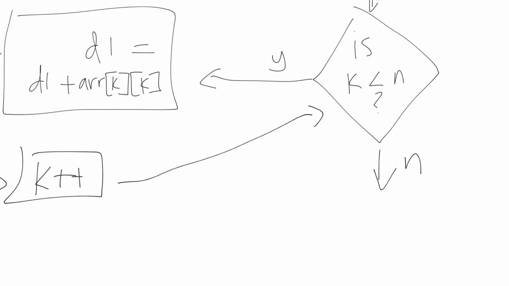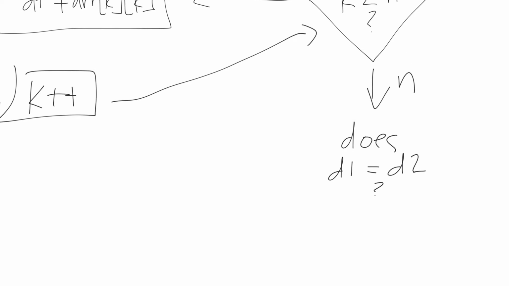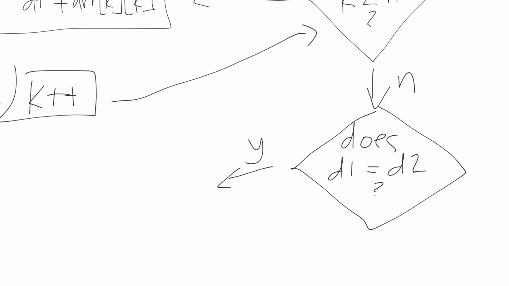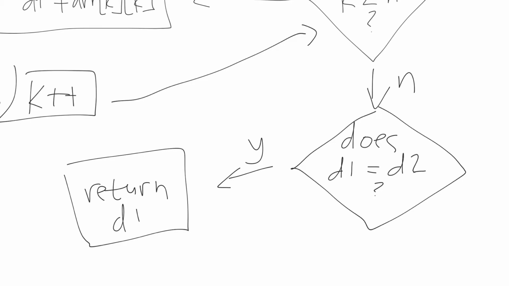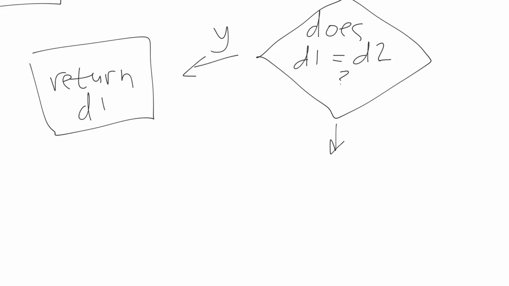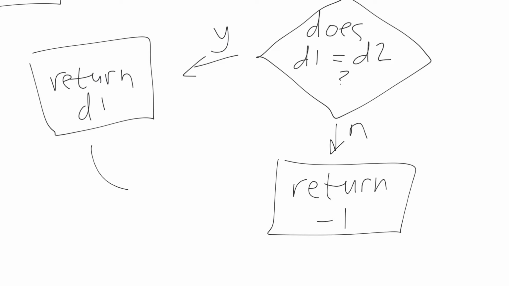And if k is no longer less than n, then we need to check: does d1 equal d2? Are the diagonals equal? Because for a magic square, they have to be. There are two possibilities here. Number one, yes: all we have to do is return one of them. We can return d1 or d2 because they are the same number. If it's a no, it means that they aren't equal, and we would have to return -1. And both of these can lead to the end of the function.